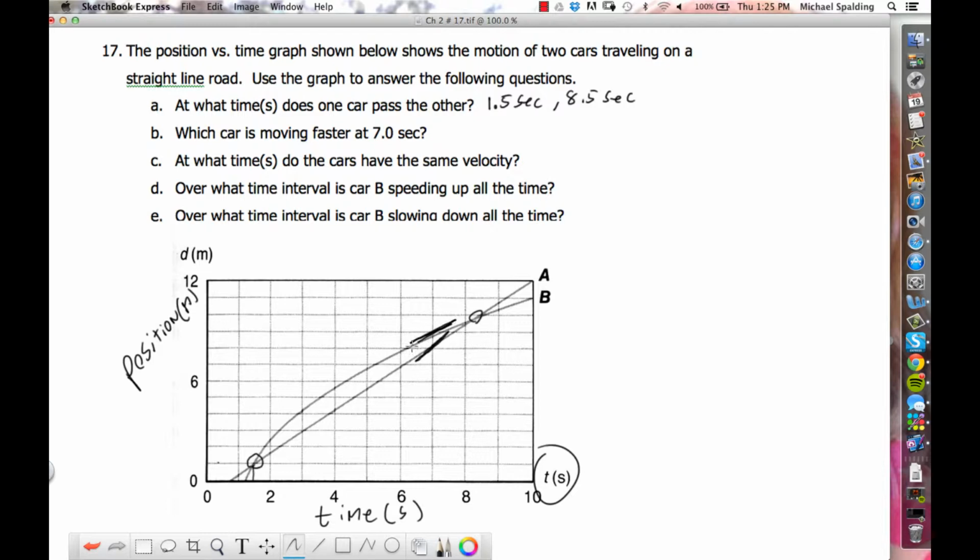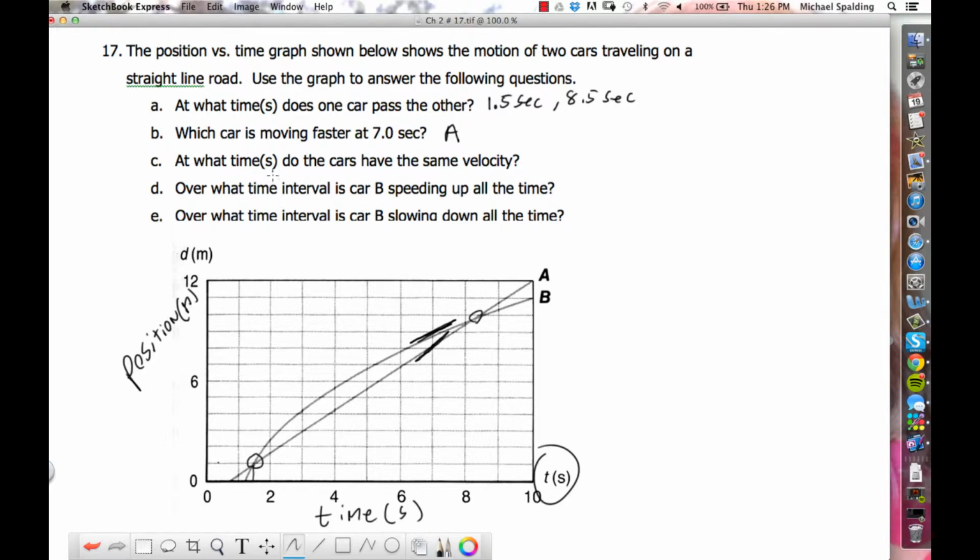Bigger or less? Less. So whichever car has the greater slope, on a position time graph, slope is velocity. So whichever car has the greater slope has the greater velocity. So the answer is car A. It has the steeper slope.